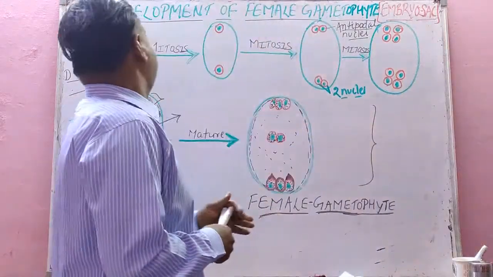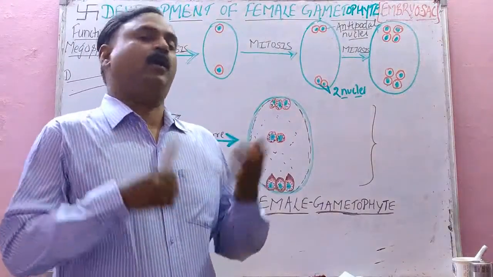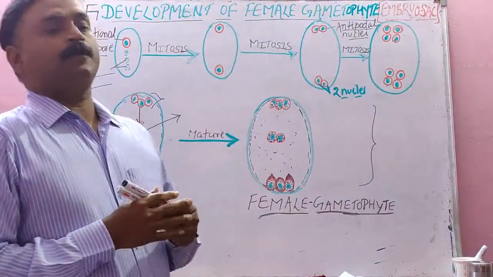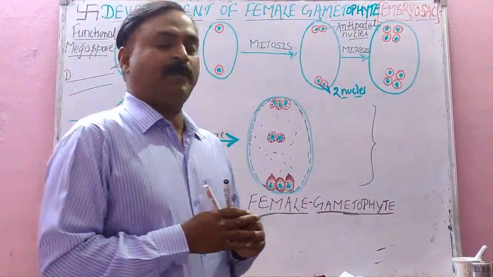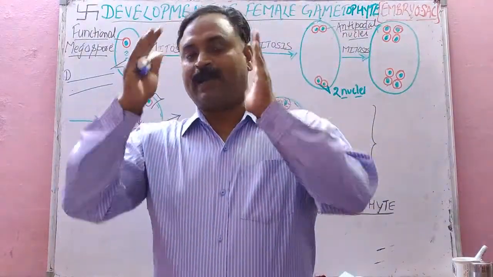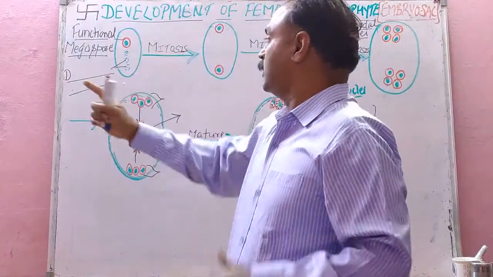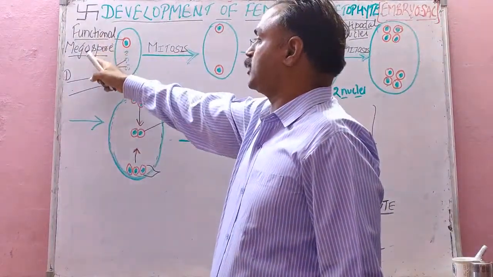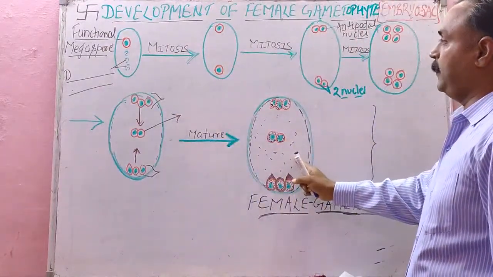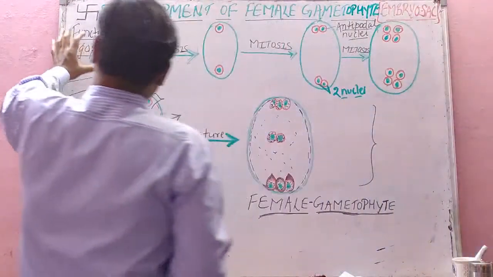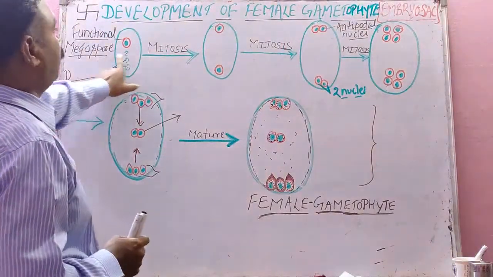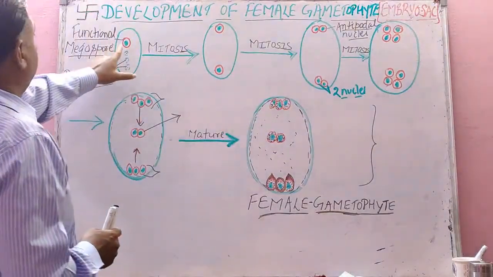Hello student, now I will teach you development of female gametophyte or embryo sac. If you remember, the last question was megasporogenesis, that is the development of megaspore. If you remember the last diagram of the last question, it was this one, the functional megaspore, that gives rise to embryo sac or female gametophyte. Student, this functional megaspore acts as the mother cell for the female gametophyte. This one, the remaining one.